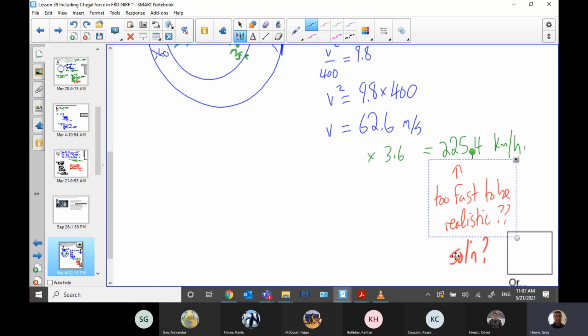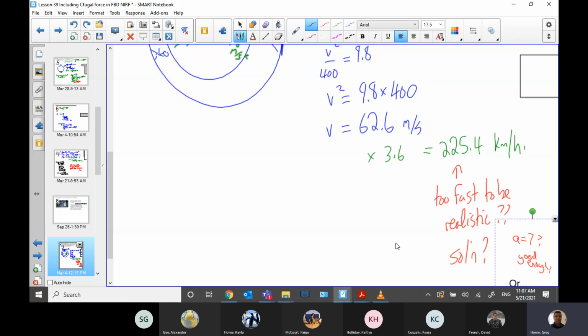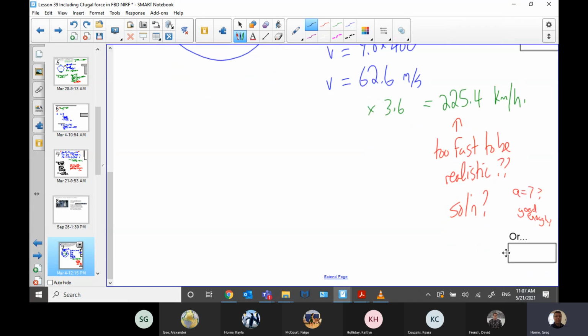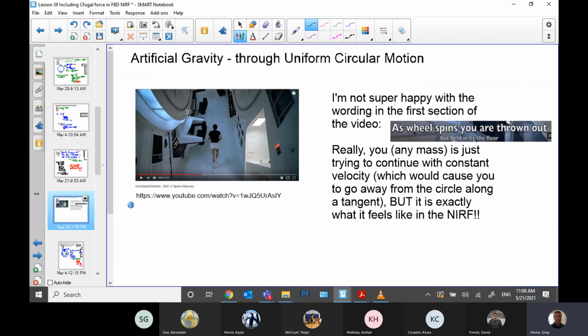So perhaps that's too fast to be realistic. Maybe you could go with a smaller acceleration amount. Maybe that would be good enough. Or you go with a smaller radius. This radius was quite small in this picture, so that's fairly realistic. They didn't use a 400 meter radius.